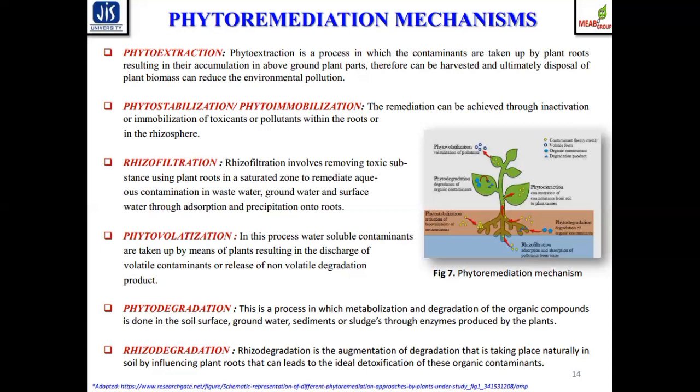Phytodegradation is another phytoremediation mechanism in which metabolization or metabolic degradation of the organic compound is done in the soil surface, even in the groundwater, under sediments or sludge, through enzymes produced by the plant. Rhizodegradation includes the augmentation of degradation that is taking place naturally in soil by influencing the plant root, which can lead to the ideal detoxification of these xenobiotic contaminants.